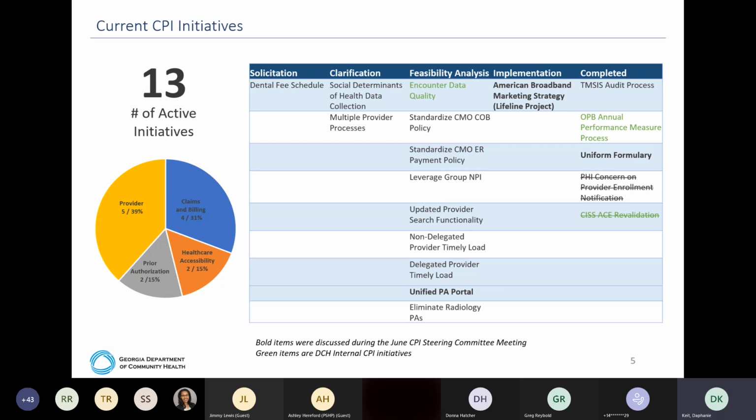The last two items under feasibility are from the prior authorization work group, the Unified PA portal. This one is in bold because it was discussed at the CPI steering committee meeting, just to make certain that everyone is on board with us moving forward in looking at extending the services under behavioral health to the Unified PA portal. Right now, we have outpatient behavioral health services and autism.